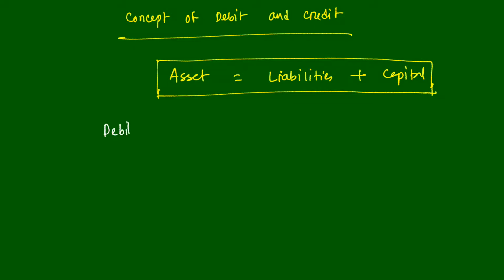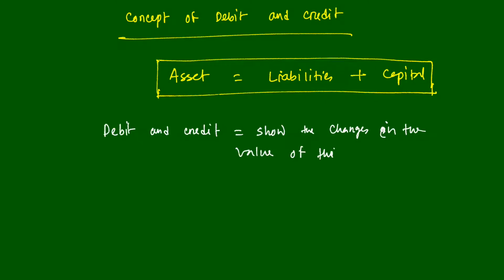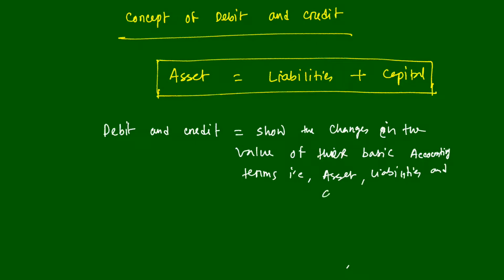So debit and credit are basically used to show the changes in the value of these basic accounting terms, that is asset, liabilities and capital. So that's why debit and credit are used in accounting.